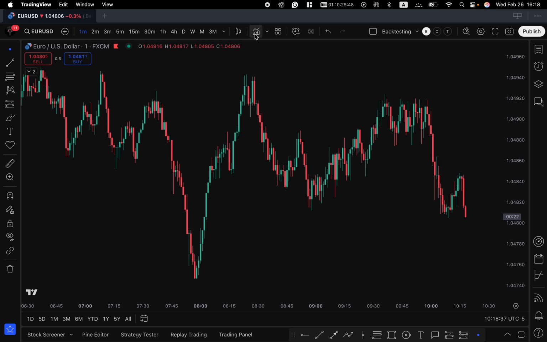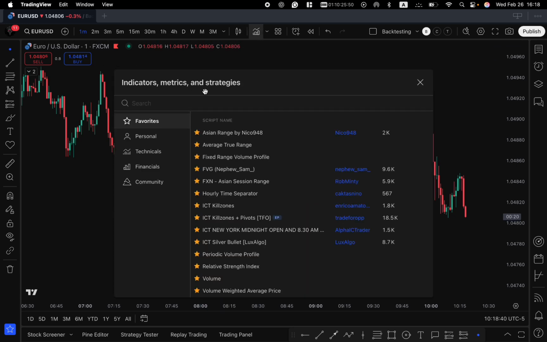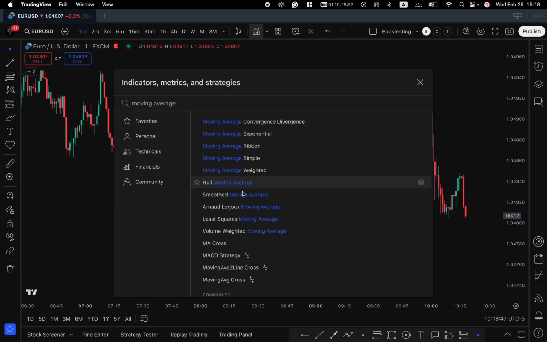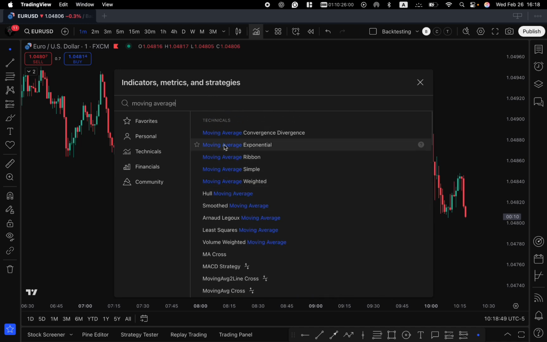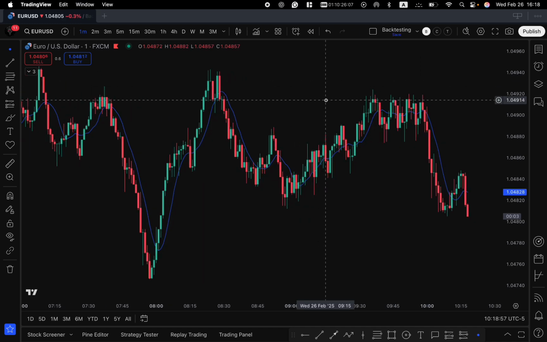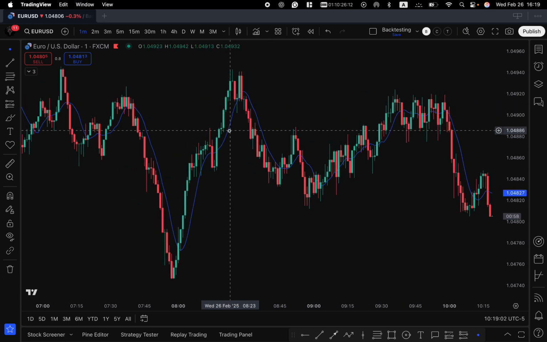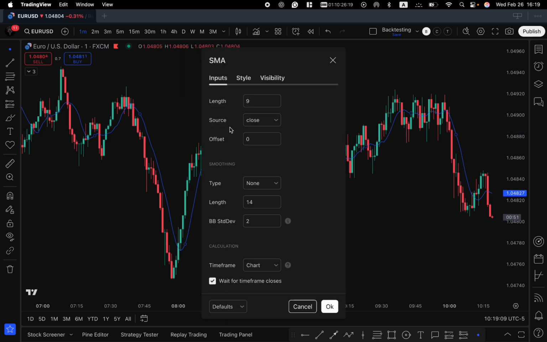Okay, we go here to the indicators, search for moving average. These indicators are pre-made by TradingView, so you can choose each of them. I will choose the simple one first. So yeah, here it is. We have it applied to the chart, the blue line. To edit the moving average and see the settings, you can double click on it.